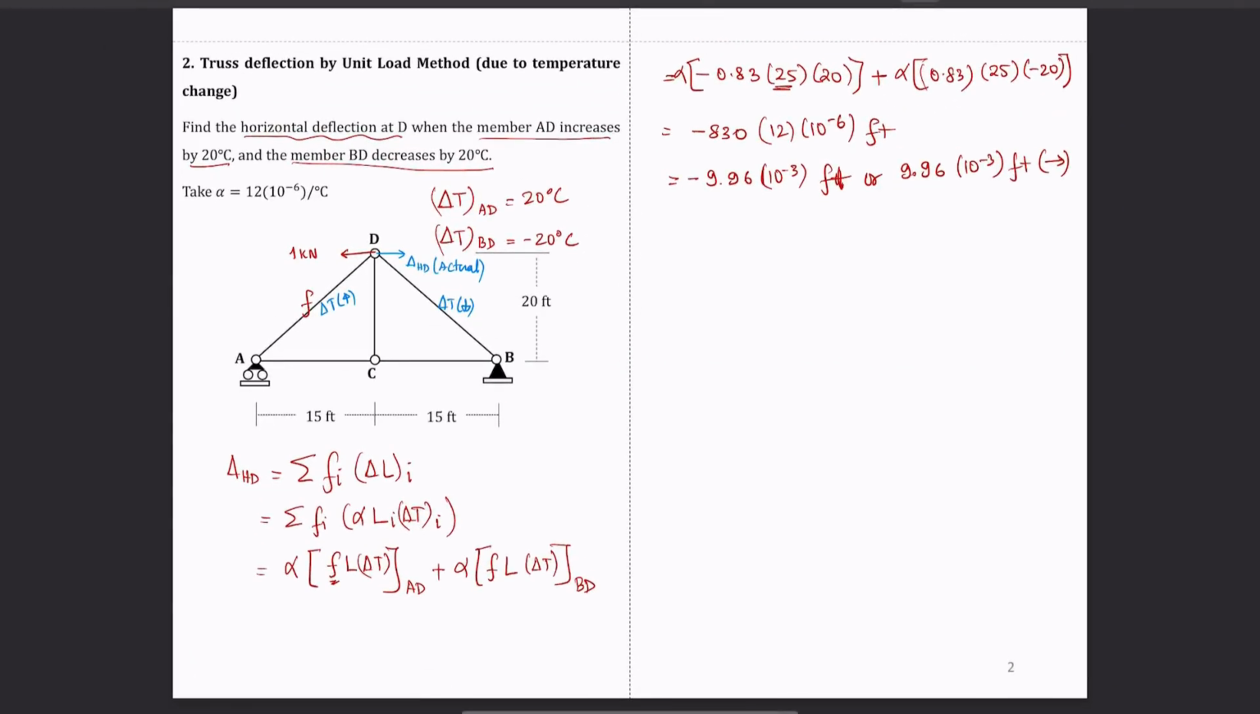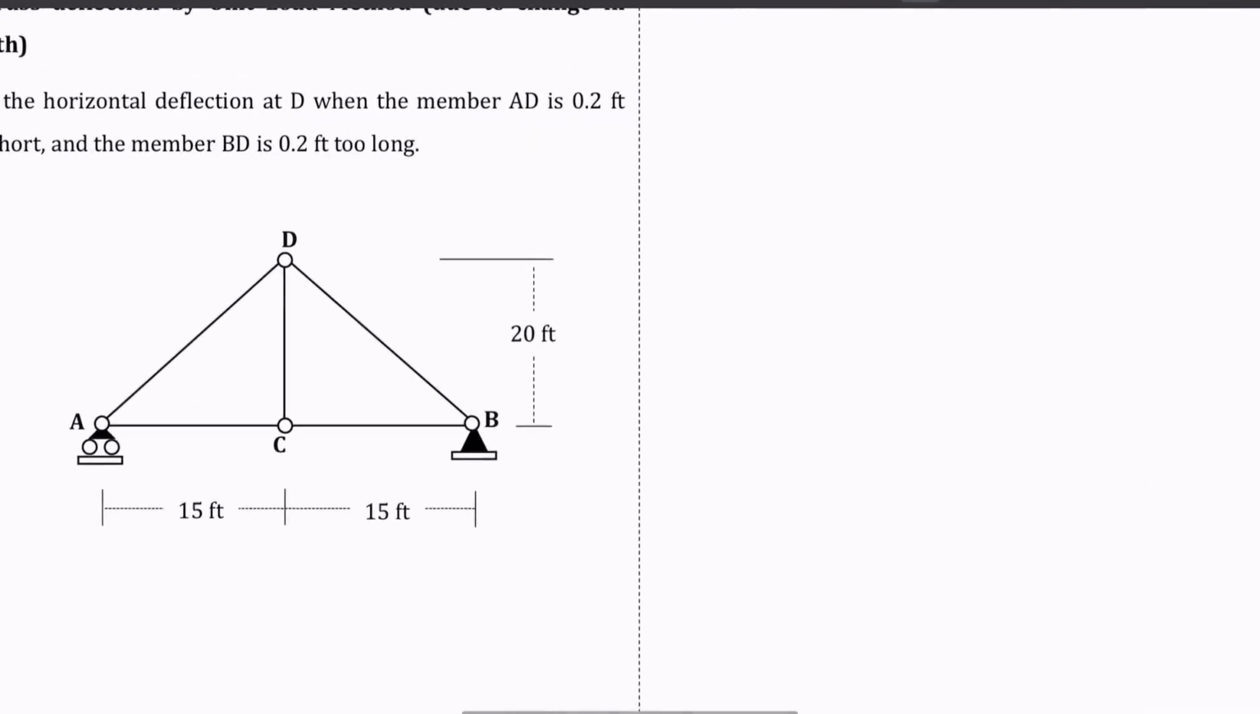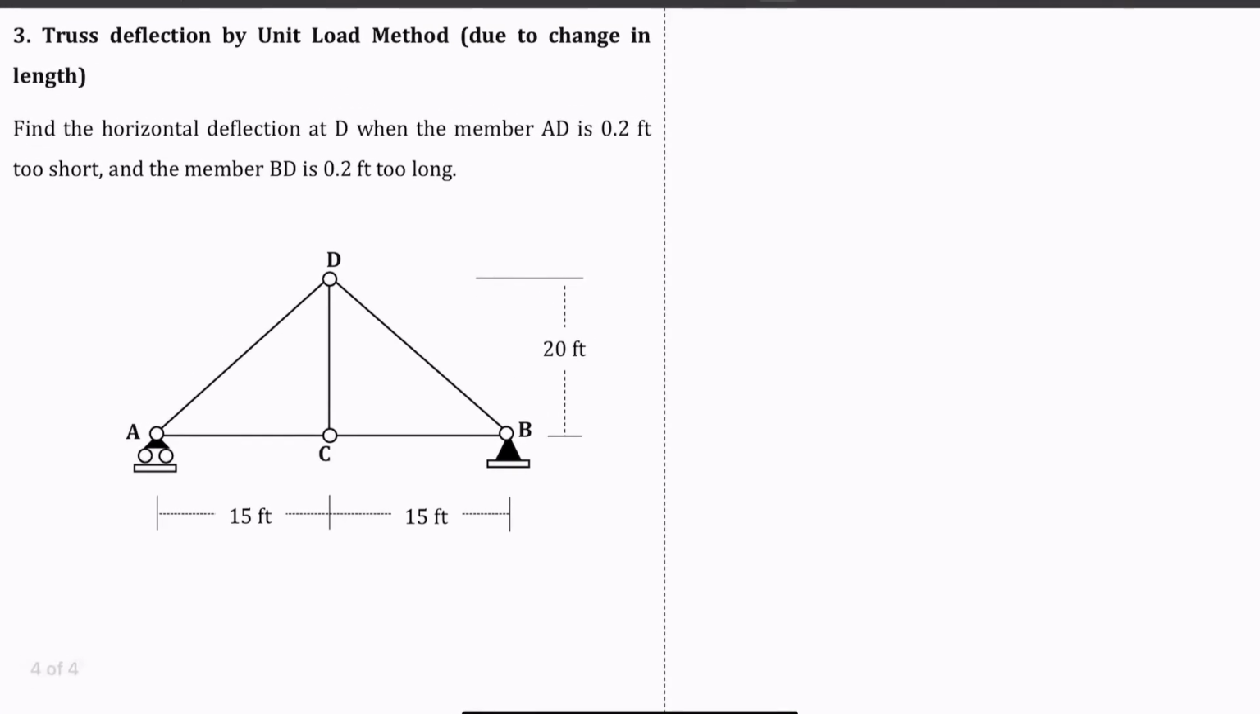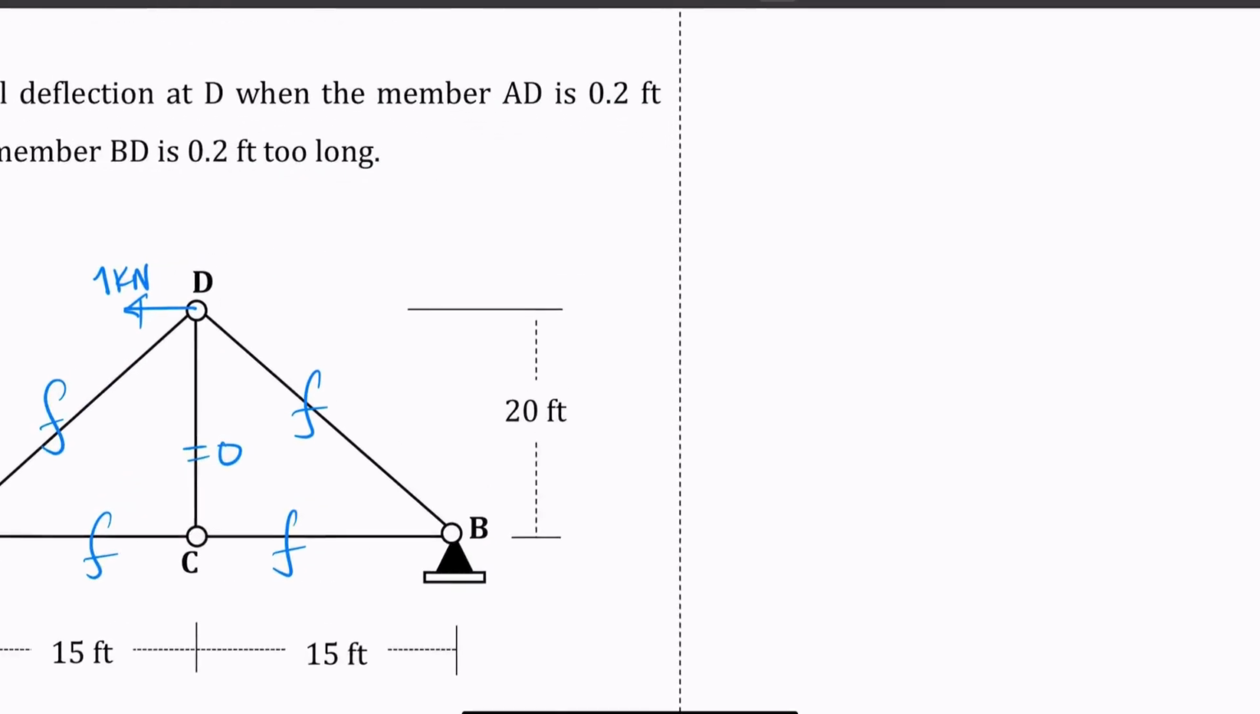Okay, so that is the truss deflection using unit load method due to temperature change. Okay, so final one is the truss deflection for the same truss. For the same truss, we are interested to find deflection, so that's where we're going to apply 1 kilonewton again for unit load, and we're going to find the F value for each member. Okay, and we know that this is a zero force member. Okay, so again, when it comes to temperature change or misfit, please make sure that you read the question carefully.